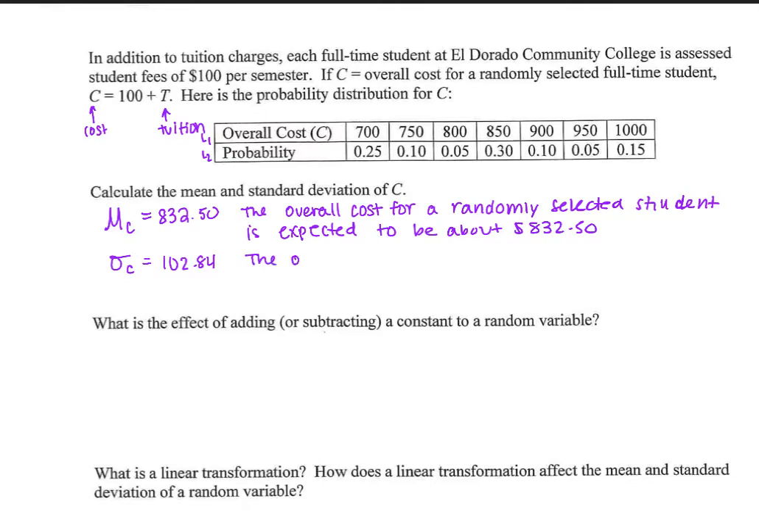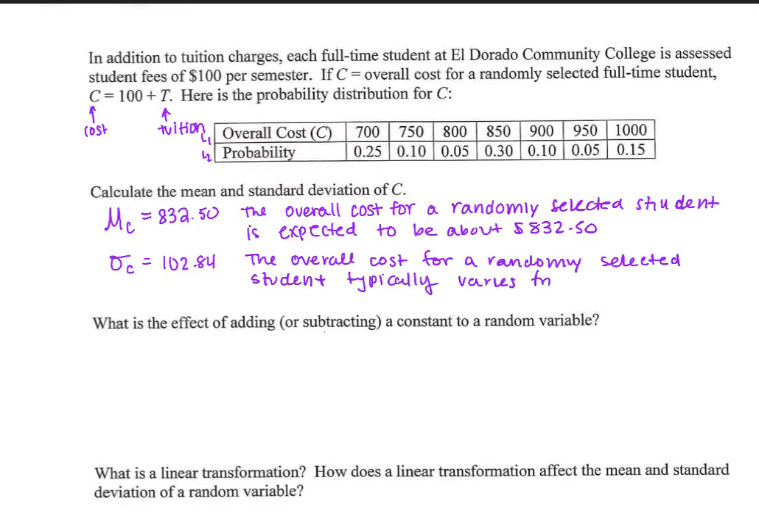The overall cost for a randomly selected student typically varies from expected by about 102.84. Now it looks like I've rounded a little bit differently for my standard deviation between this example and the previous example, so let's ignore that 0.04 difference.